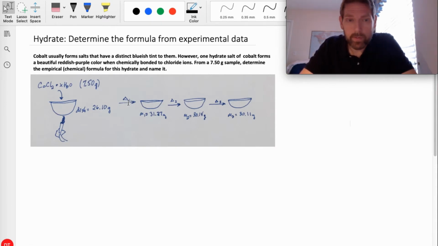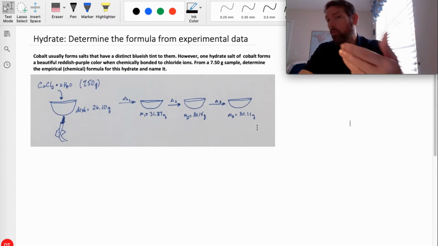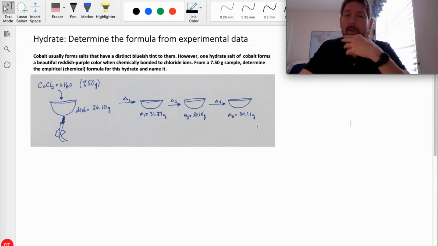So after the first heating, when we let it cool down and remass it, we see that we have a mass of 31.27 grams. And then we heated it up again, we see that we have basically 30.14 grams. So it looks like it just keeps dropping and dropping and dropping. And then again we see after third heating, 30.11 grams remains. We don't know if we could have gotten a lower reading or not.